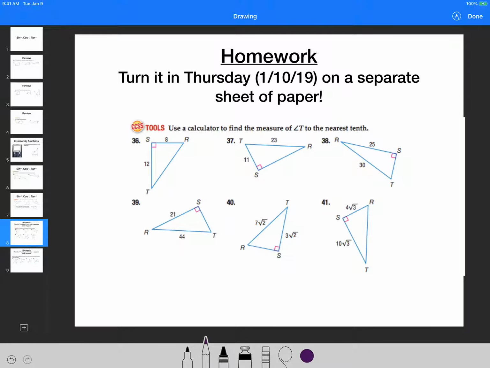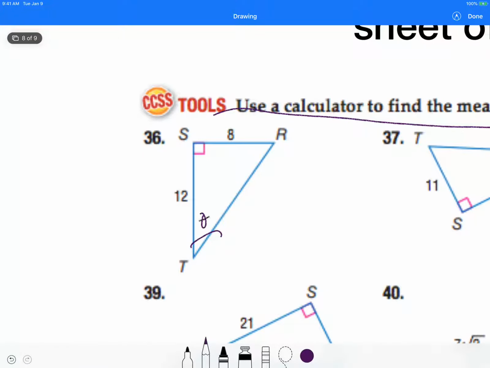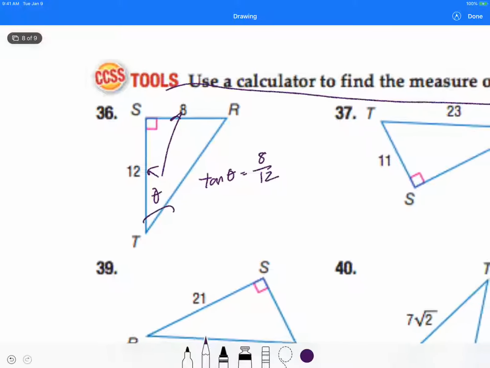And for the other homework question, you're looking for the angle T. So remember, to find the angle T, you label it as theta. And since you're given opposite and adjacent, you're going to set up your trig ratio as tangent of theta is equal to 8 over 12, and then use inverse trig to get theta by itself.